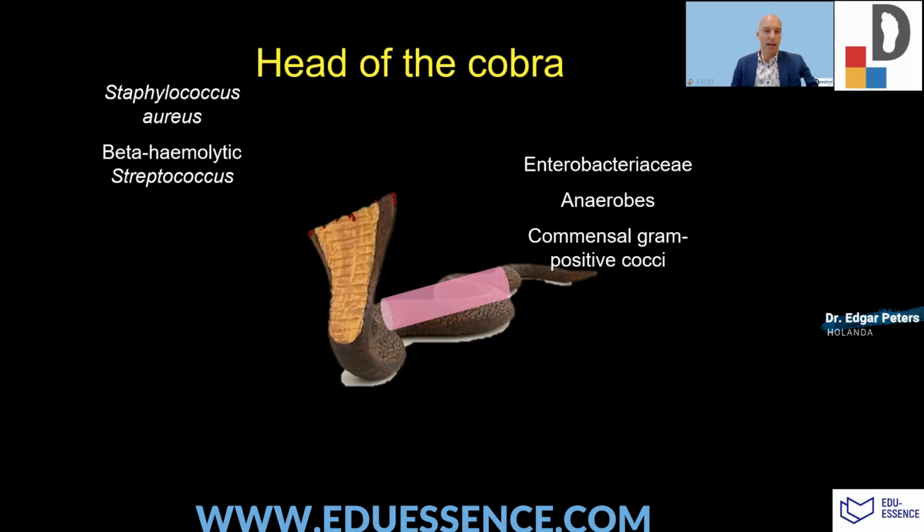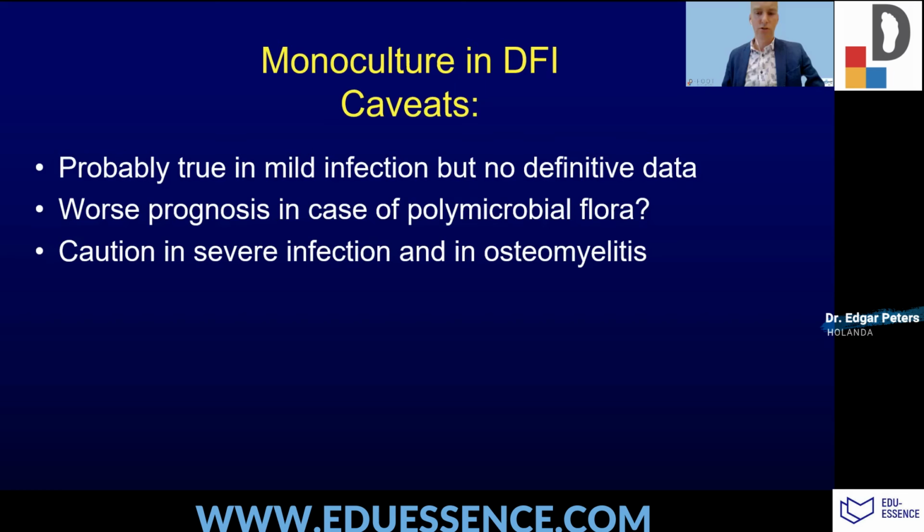So the antibiotics should be aimed at Staph aureus and streptococci, but sometimes you need treatment for the tail as well. Usually not. Is that really true? Do you usually have monoculture results in diabetic foot infections? Not all the time. That paradigm is probably true in mild infection. We don't have any definite data. You might have a worse prognosis in case of polymicrobial flora. And you have to be cautious in severe infection and osteomyelitis. Why? Because in case of severe infection, the stakes are high, and if you then miss important pathogens, the result will be an amputation.